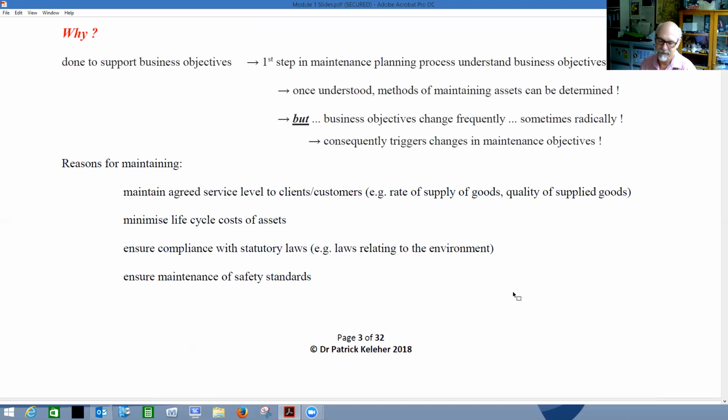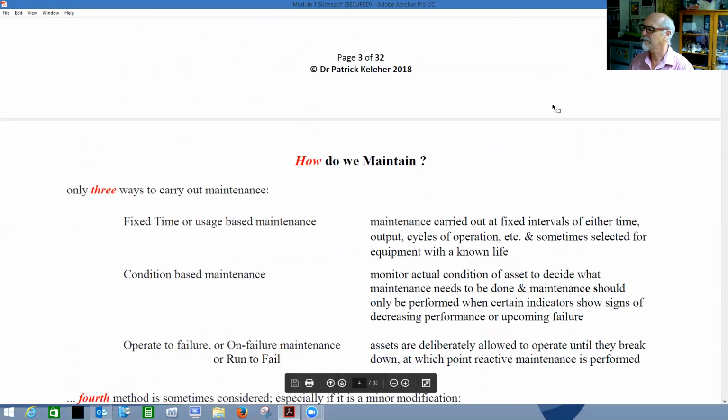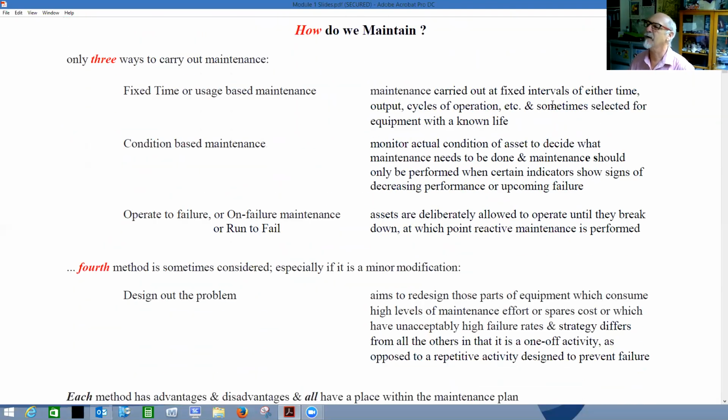Ensure the maintenance of safety standards. For obvious reasons, you don't want something that, if you don't maintain it, is going to blow up or, sadly, kill somebody. So some common sense things in that regard. So how do we maintain?